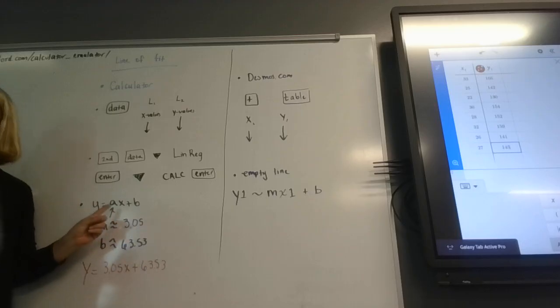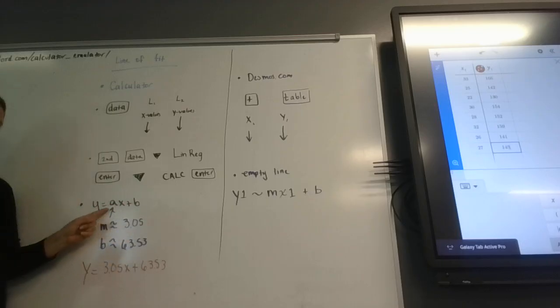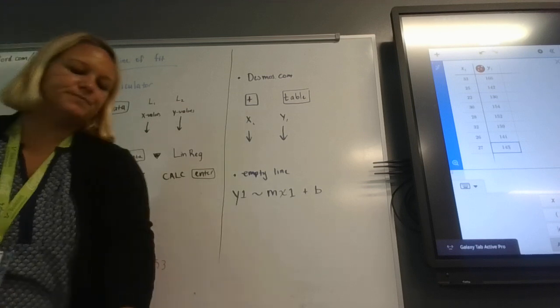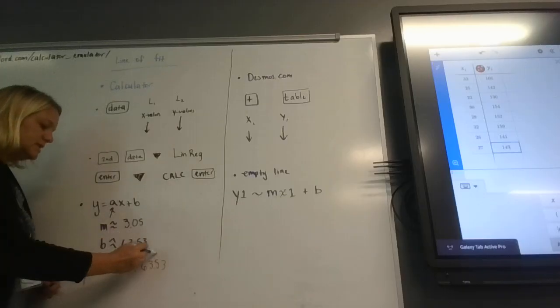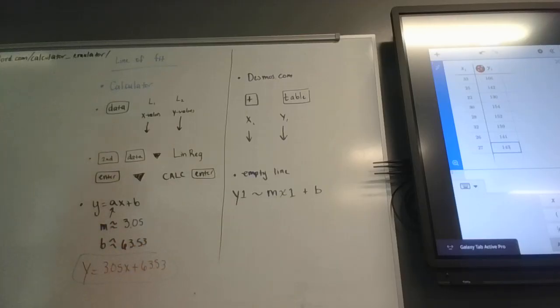Now, your calculator, instead of mx plus b, uses an a. So the a value they list, 3.05, is the most precise slope for the line of best fit. And they tell you b value 63.53. So that gives us this equation, which is pretty close to the equation we did by hand.